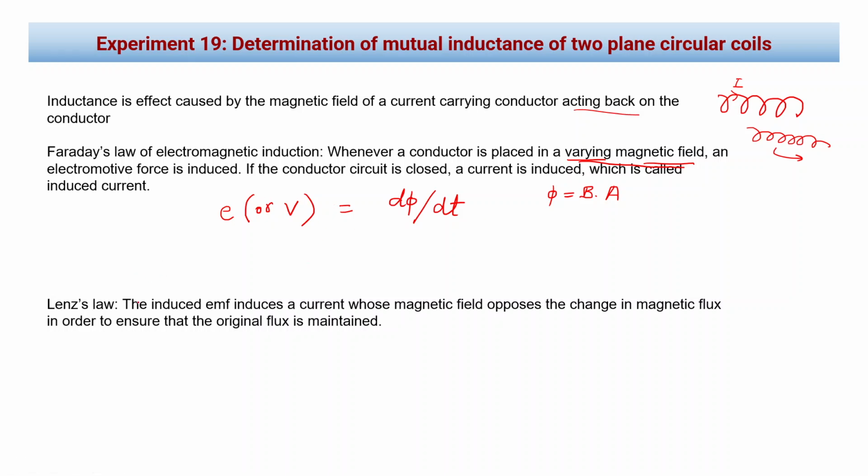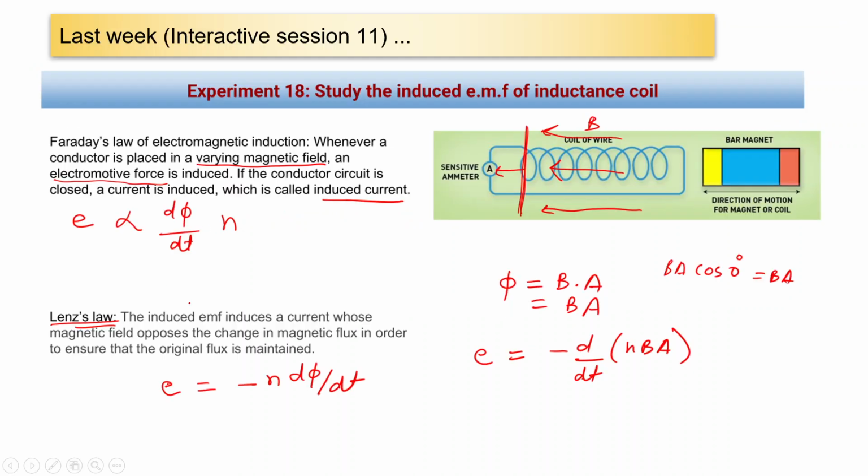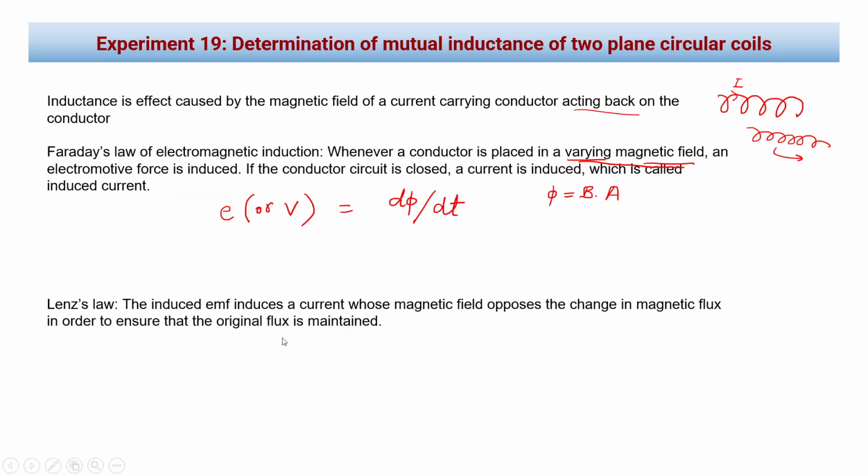Now Lenz's law, as we discussed, tells about the direction of the induced EMF, which says that it opposes the cause that is making it get the EMF.